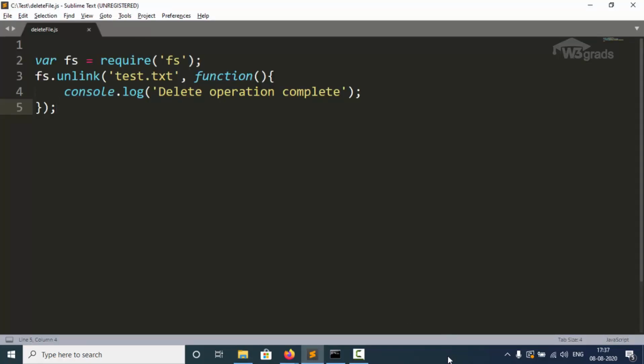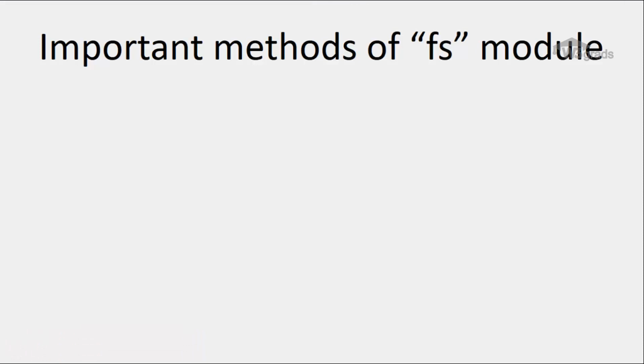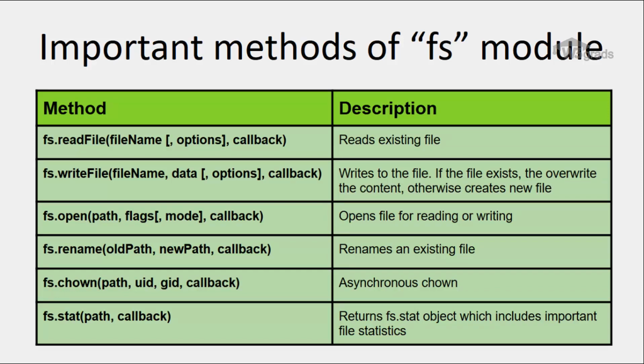While dealing with the fs module, it is also important to know about the different methods that are included in the fs module. So, let's quickly look at each of them. The table shows all the methods of the fs module. The fs.readFile method is for reading the content of an existing file. The fs.writeFile method helps in writing the content to a file. If the file exists, then it overwrites the content, otherwise, it creates a new file.